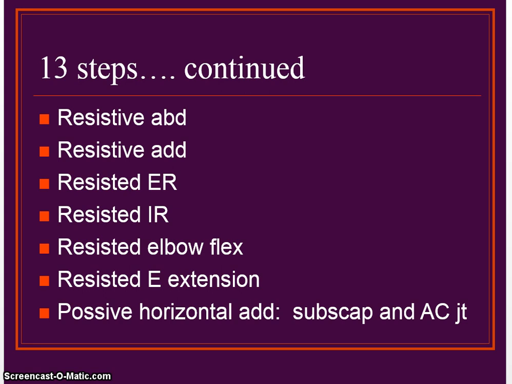And horizontal adduction is if you're standing up straight with your arms abducted to 90 degrees, you're going to put your thumbs up, okay? And what you're going to do is now adduct and end up with your hands directly in front of you. That is horizontal adduction. And what you're testing for is subscapularis and the AC joint.